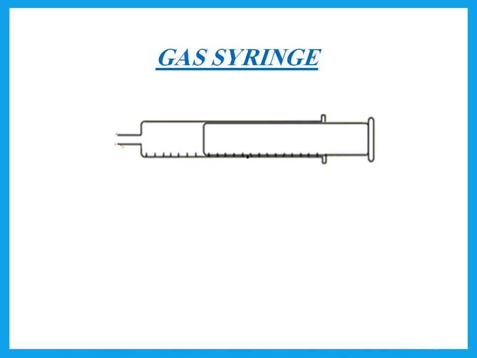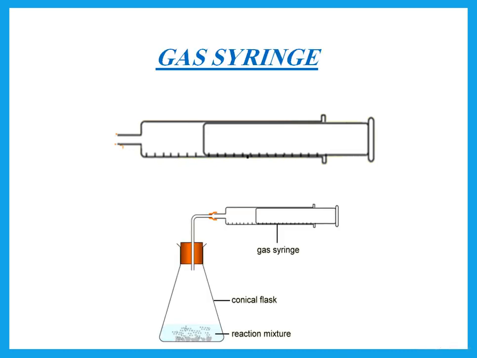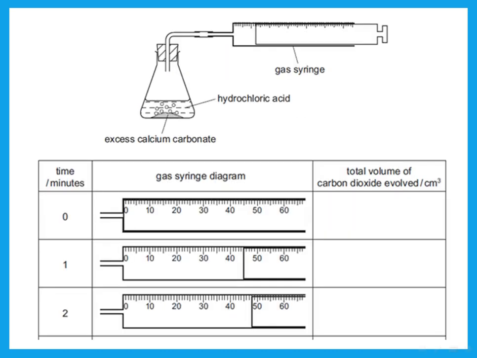This is a gas syringe. We use it to measure volumes of gases. So if I have a gas given off and I want to measure its volume accurately, I use a gas syringe. So how do we read the gas syringe? At time 0, the plunger is all the way in, so the total volume there is actually 0. But then as the gas goes up and fills the gas syringe, the plunger moves backward to the right. So this is now 45.